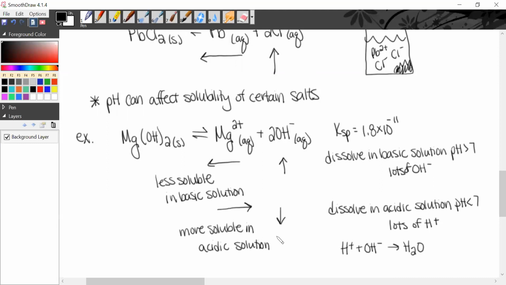For all of these Ksps that are given in the back of the book, these are given at 25 degrees Celsius and neutral solution. Any changes to temperature or to the pH is going to do the whole Le Chatelier principle thing and affect the solubility. Is this reaction going to shift left, precipitating out as a solid and becoming less soluble? Or is it going to react with one of the products, reduce its concentration, and shift to the right, making it more soluble?